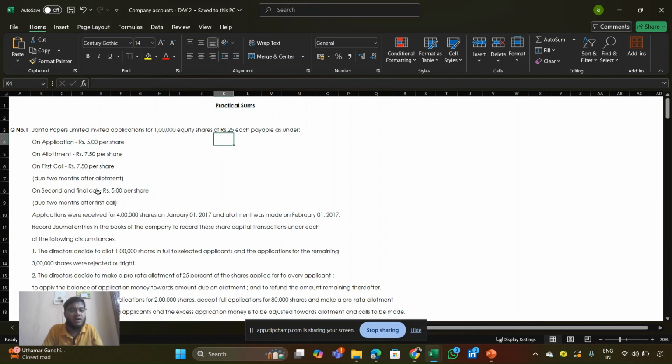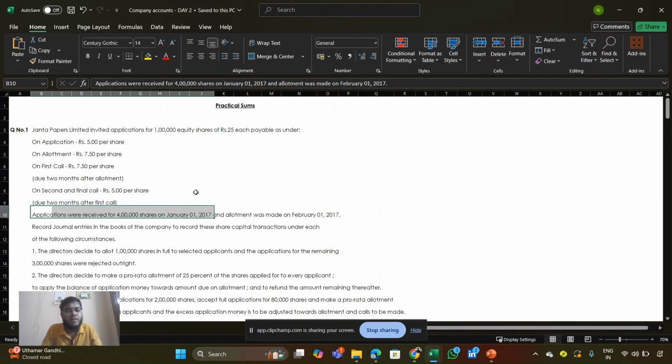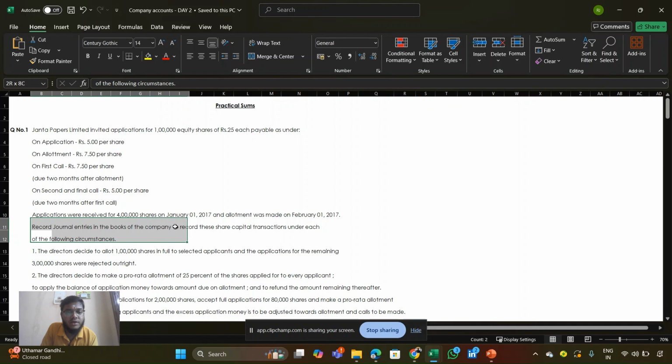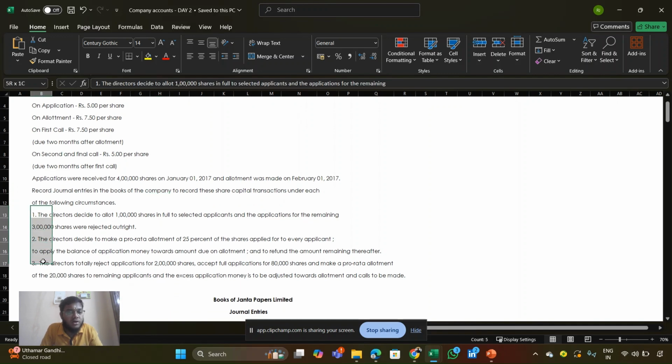25 matches. Next, applications were received for 4 lakh shares on January 1. We invited applications for 1 lakh shares, but we received applications for 4 lakh shares. It's an oversubscription of shares. We issued 1 lakh, but we received 4 lakh. Then the allotment was made on February 1. Record the journal entries in the books of the company to record these capital transactions under the following circumstances. Three alternatives are there.